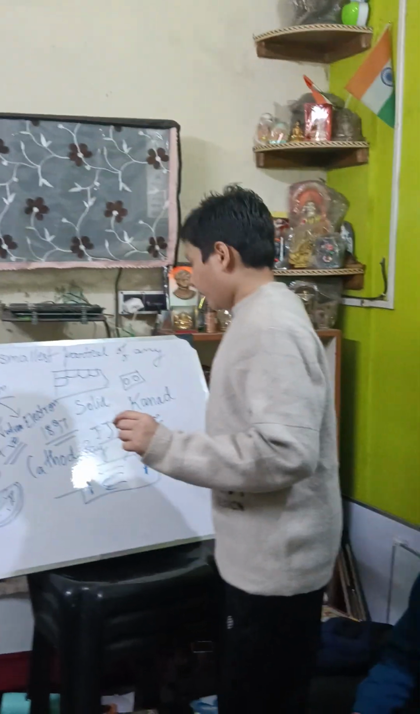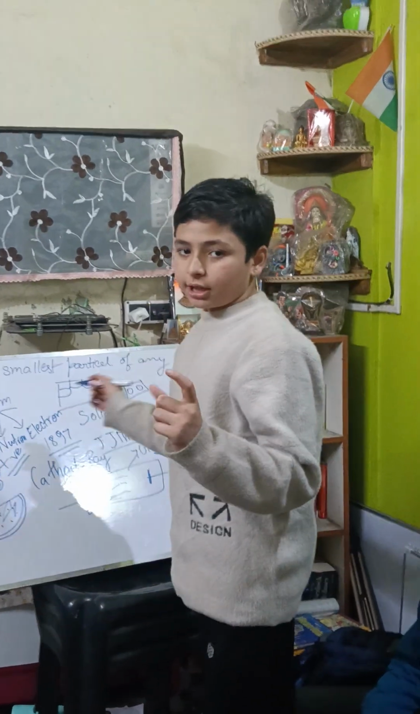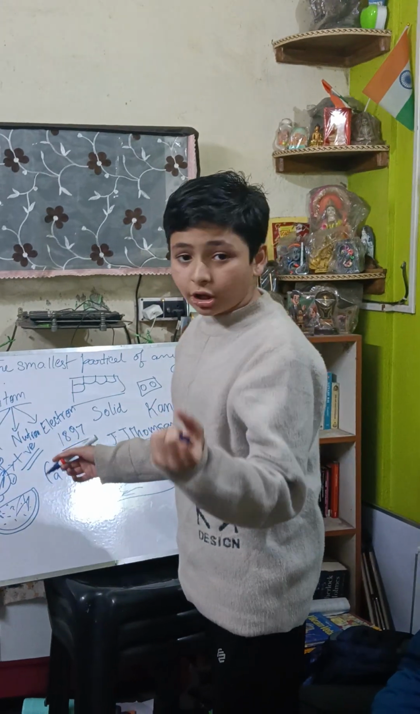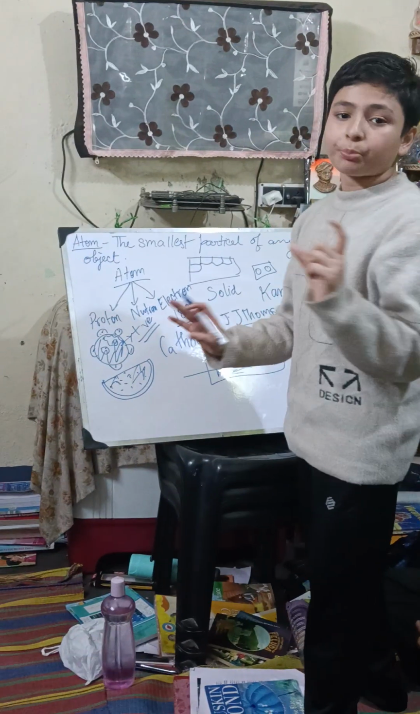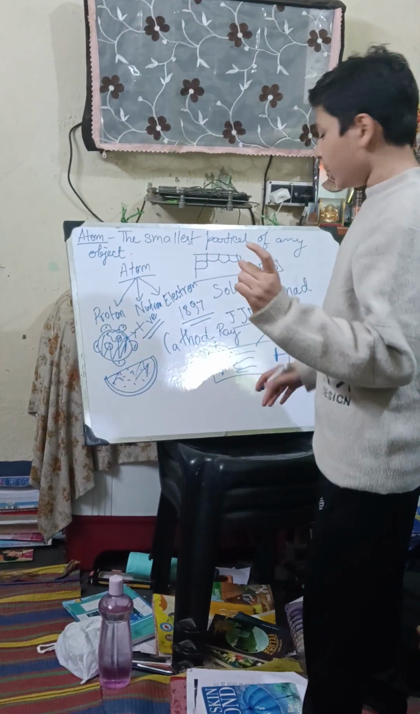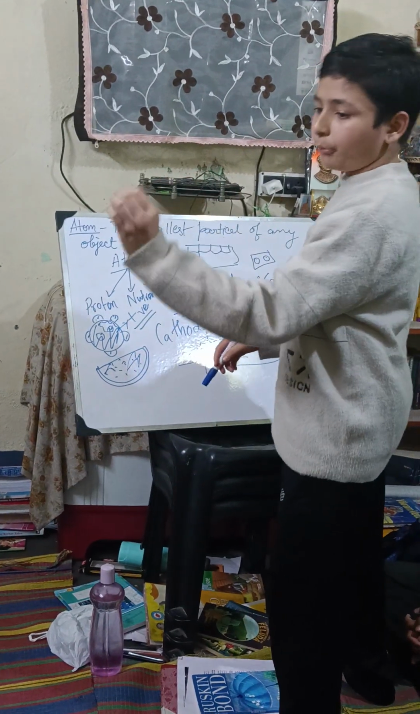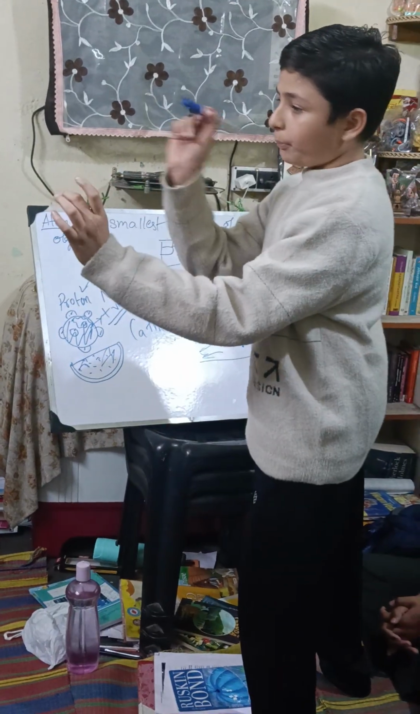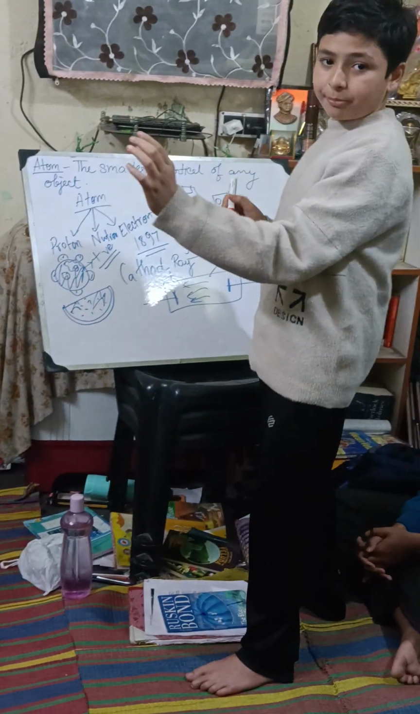Now Rutherford, who was the student of J.J. Thomson, discovered that all the parts are not positively charged. Because if we throw something towards an object, and the atom is positively charged throughout, positive and positive will repel.